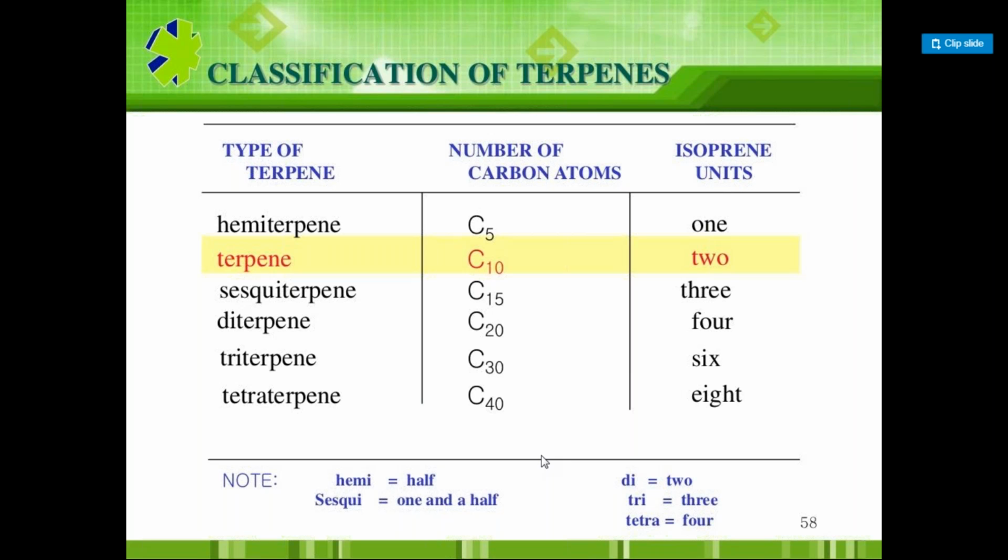Next, if it has C10 units, that is C5H8 taken 2 times, so it becomes C10H16, then it is called monoterpene. Very good. Next thing is, if it has C5H8 taken 3 times, then it is called what?